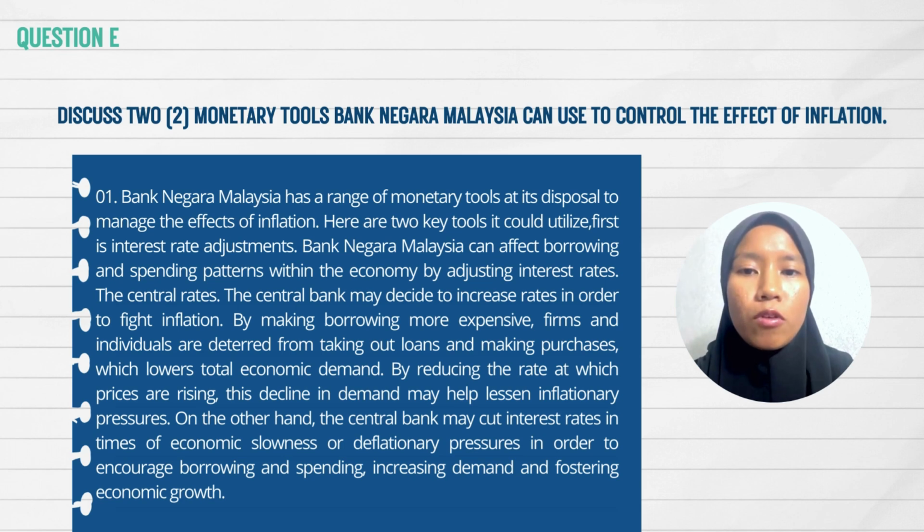Second, making borrowing easier. If the economy is slow or prices are going down, deflation, the bank might do the opposite. They might make it cheaper to borrow money. When borrowing is cheaper, people and businesses are more likely to borrow and spend, which can help get the economy moving again and prevent prices from falling too much. So, Bank Negara Malaysia uses interest rates to control how much people borrow and spend, which can help keep prices stable.